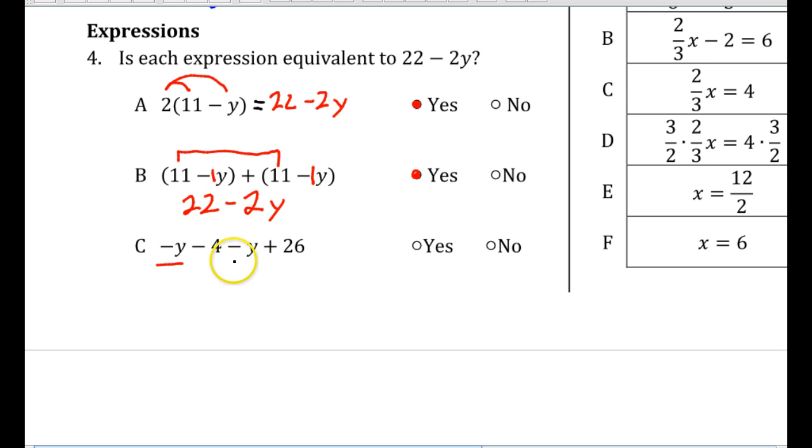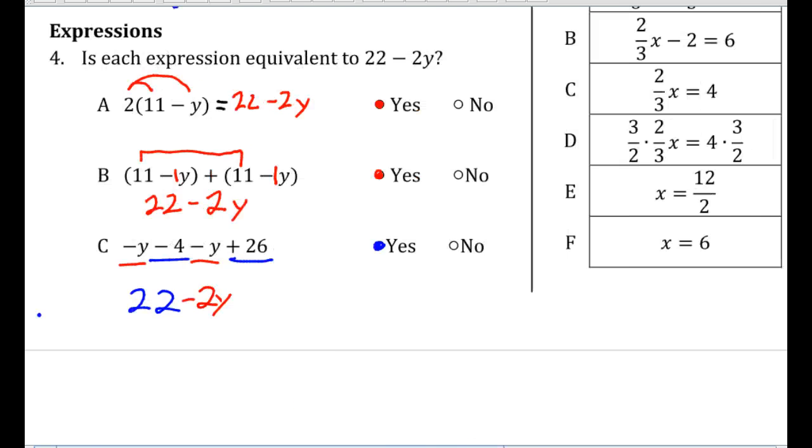Okay. Here we have negative y and negative y again, like above in B. That's negative 2y. And we have 26 minus 4, which is also 22. So these are all yeses.